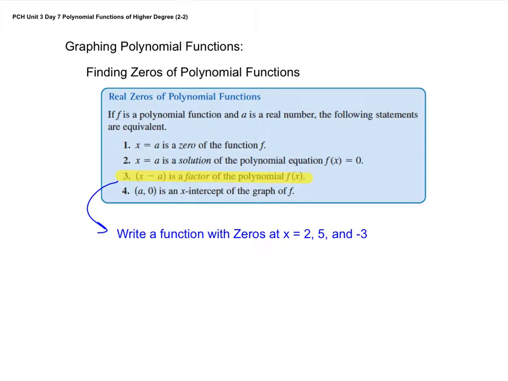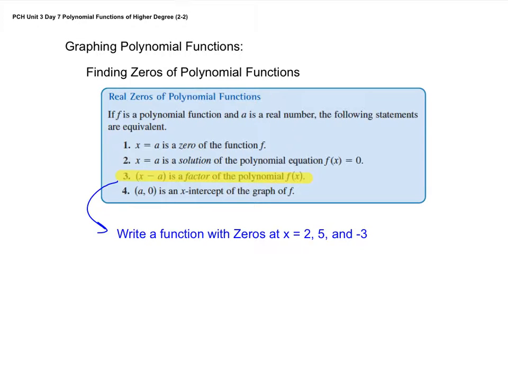Now, another thing that we need to be able to do is identify the zeros. And I'm going to kind of work backwards with this. I'm going to start with ones where we know the zeros, and then we'll work to where we're finding the zeros. Now, there's a couple of different properties of a zero. These are all essentially saying the same thing. But the thing I want to focus in on here is highlighted. X minus a is a factor of the polynomial. And a in this case is what the zero is.